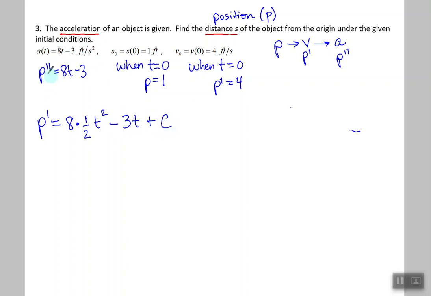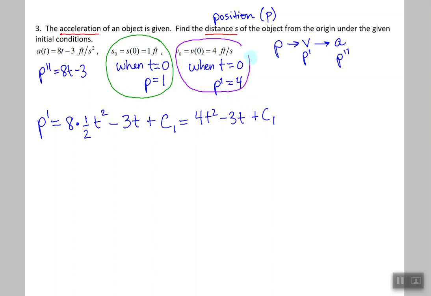Now, because we have to go from a second derivative to no derivatives, we're going to ultimately need two constants. So let's call this c sub 1. We'll clean this up a bit. 8 divided by 2 is 4, so 4t squared minus 3t plus c sub 1. Now we can find that constant by using our first initial condition. Oh, wait a minute. That initial condition has to do with position. We want the initial condition that has to do with p prime, or velocity. So this is the one we're going to use first.